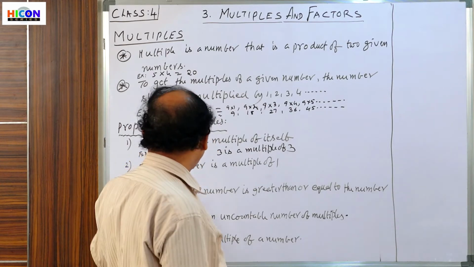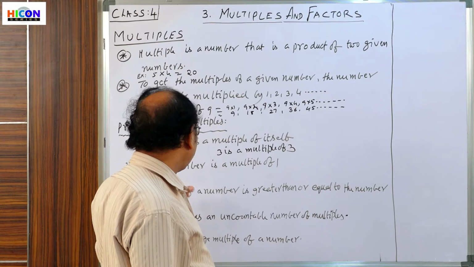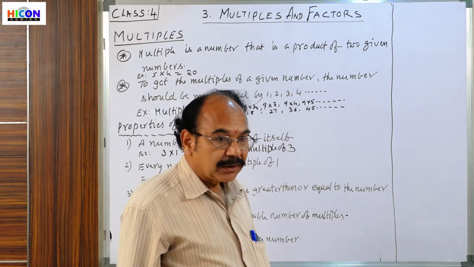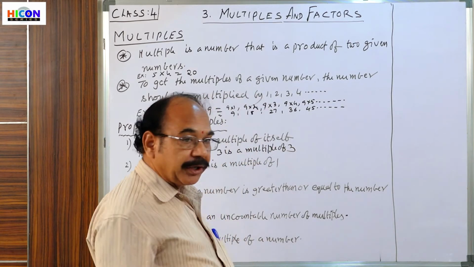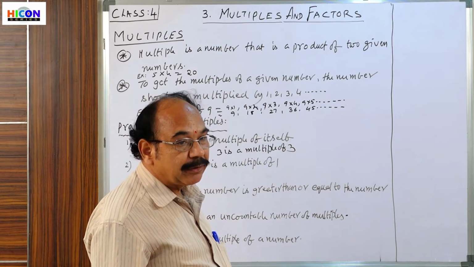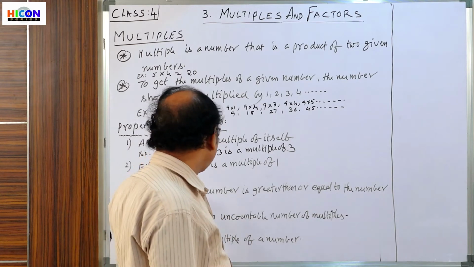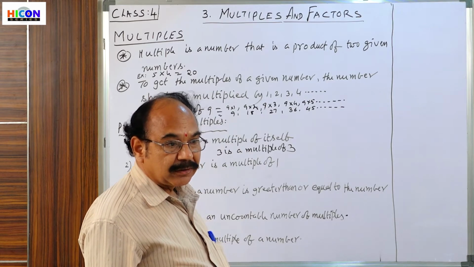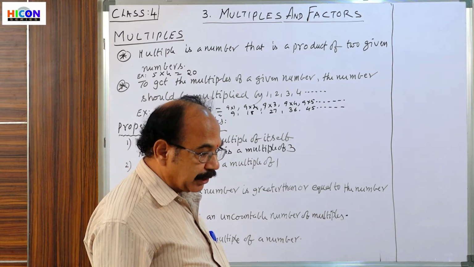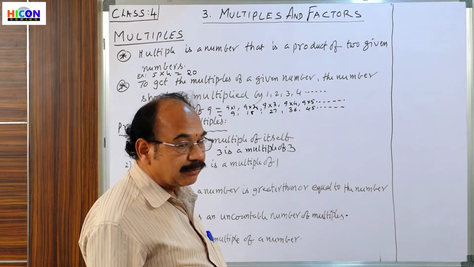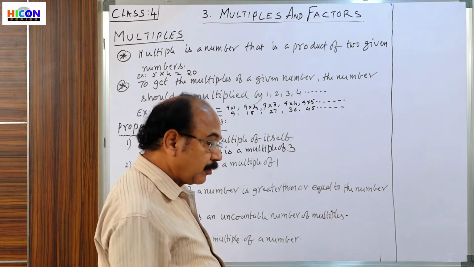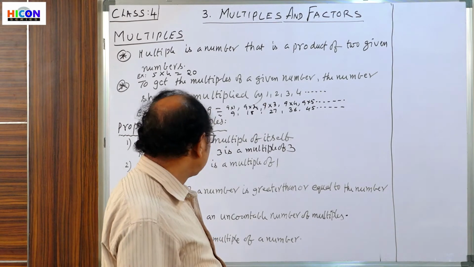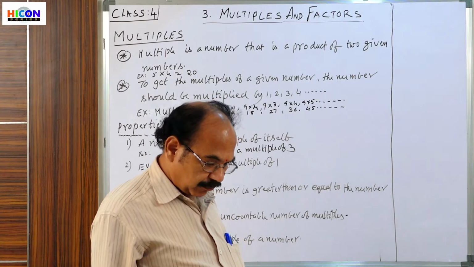Second property: every number is a multiple of 1. That means what? Read the one table. In reading the one table, you are getting that required number. Take a number, and the number you have taken, we can get it in the one table. Okay, children. So every number is a multiple of 1.